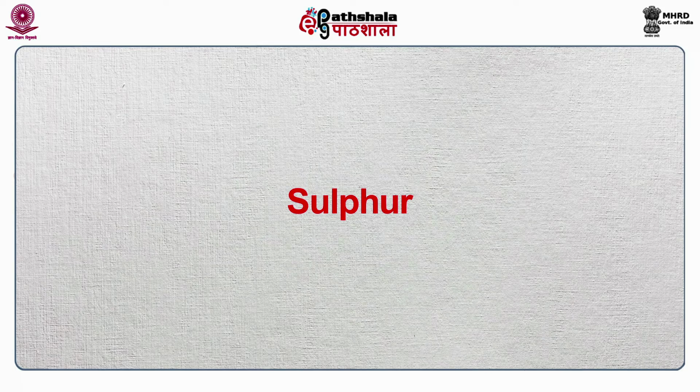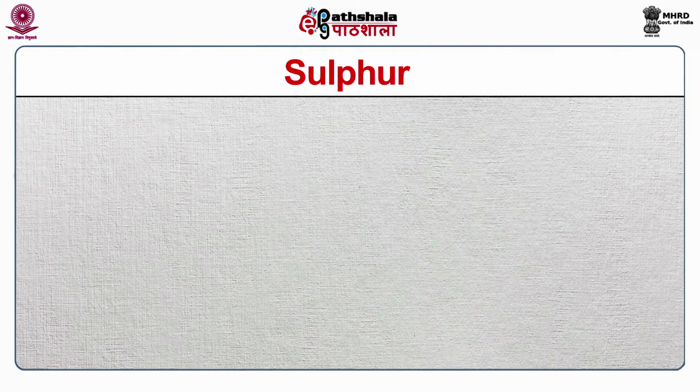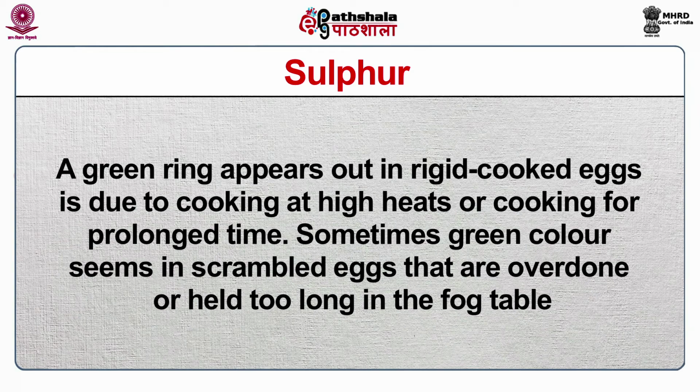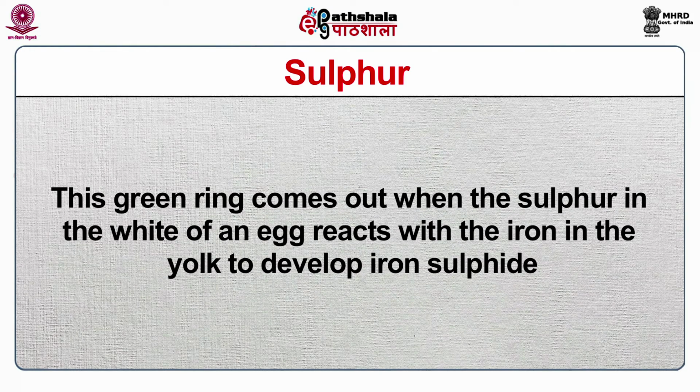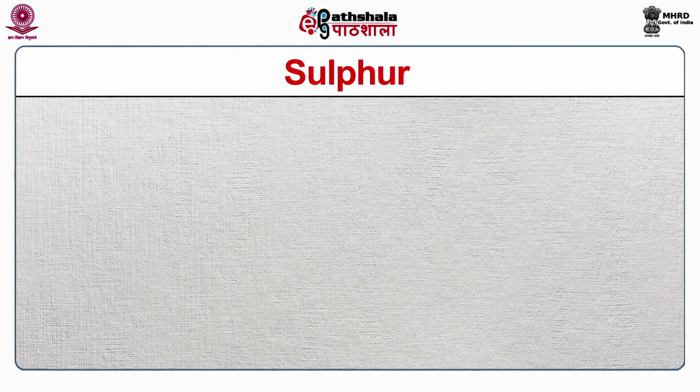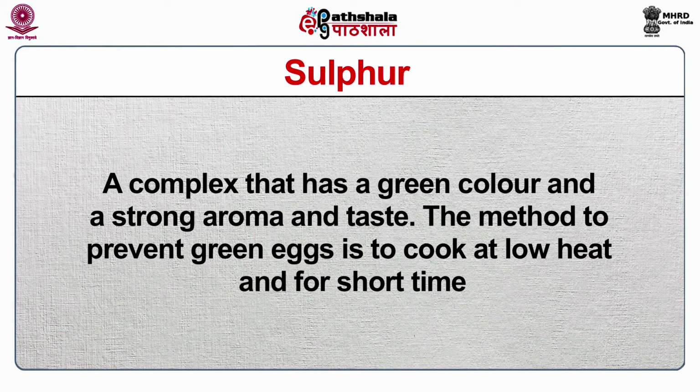Sulphur. A green ring appears on hard cooked eggs due to cooking at high heat or cooking for a prolonged time. Sometimes green color is seen in scrambled eggs that are overdone or held too long on the steam table. This green ring comes out when the sulfur in the white of an egg reacts with the iron in the yolk to develop iron sulfide, a compound that has a green color and a strong aroma and taste. The method to prevent green eggs is to cook at low heat and for a short time.